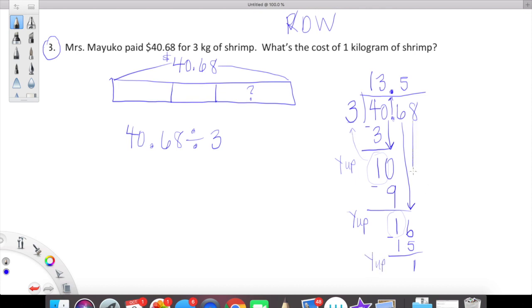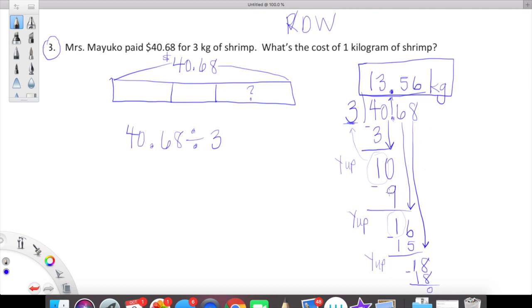Let's go ahead and bring down our 8. And now we're looking at 18 hundredths. If we have 18 hundredths and we need to divide them into 3 equal groups, what will we have in each group? 6. Because 6 times 3 is 18. And 18 minus 18 is nothing. Final answer is 13.56 kilograms.